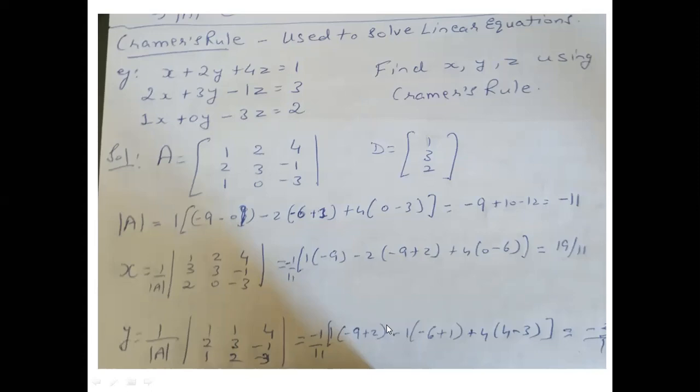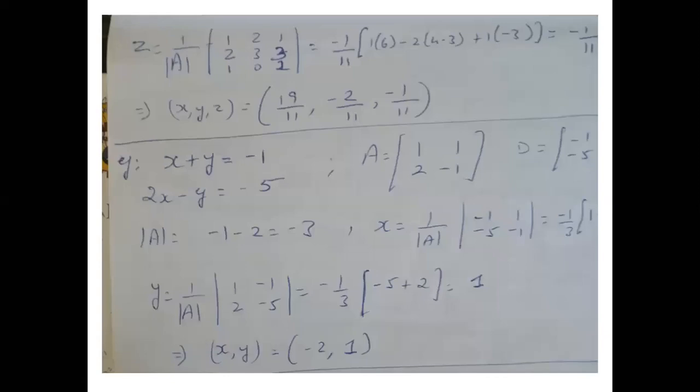So the third process is very, very simple. You keep columns 1 and 2 as they are, that is x and y as they are, and you replace the third column, which belongs to z, with all the coefficients on the RHS of the three equations. So that has been replaced with 1, 3 and 2. Then you find the determinant and multiply it with minus 1 by 11, which is 1 by the determinant of A. Once you do that, you'll get the value of z, which is minus 1 by 11. The values of x, y, and z are 19 by 11, minus 2 by 11, and minus 1 by 11.